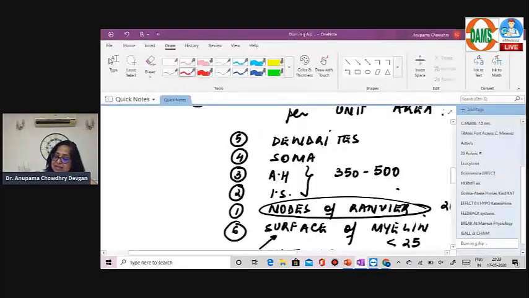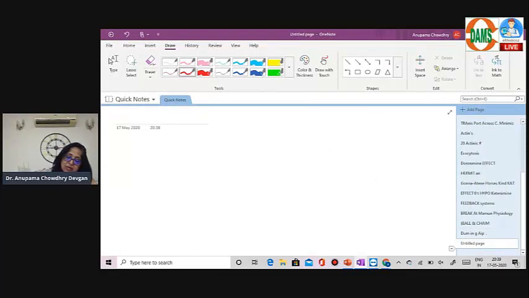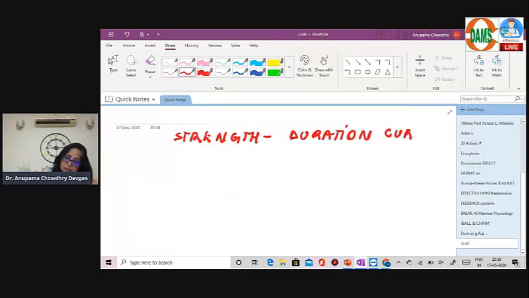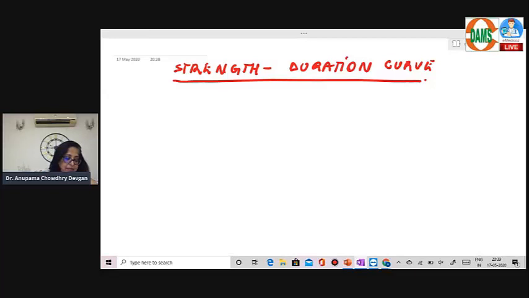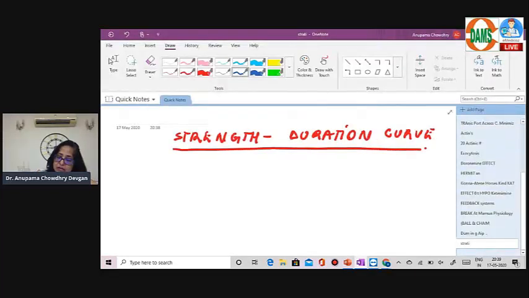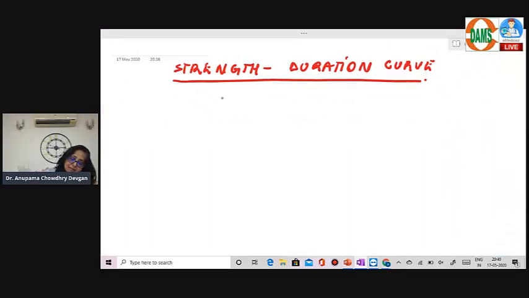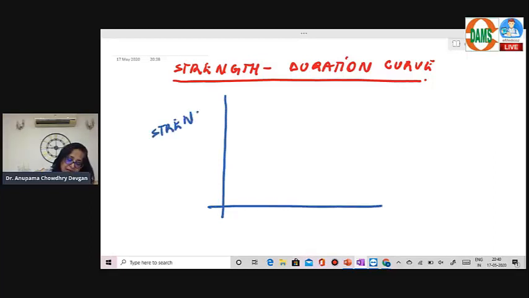All right. Next, let's go on to what I was trying to tell you. What is the strength duration curve? Now, in the strength duration curve, we take the strength of stimulus on the y-axis. And what is the stimulus? Stimulus is an electric current.